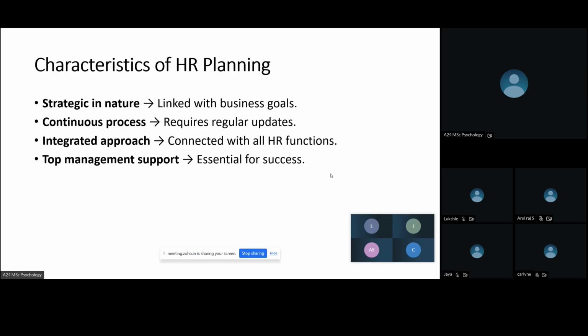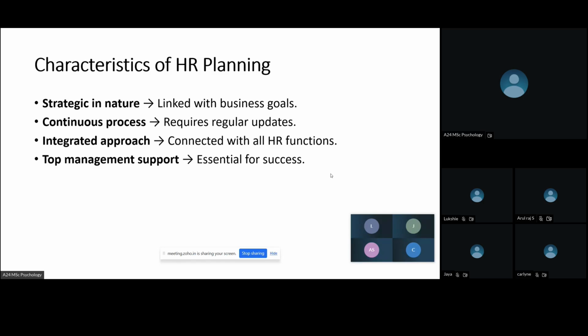So everything like this is a continuous process, and it is also an integrated approach where it is connected with all HR functions. HR is not just one thing, it has multiple different departments in it, such as onboarding, offboarding, operations, compensation and benefits, attendance and time, payroll. Many functions are there under HR. So all of these functions need to be connected with each other, so that the integrated approach can be upheld.